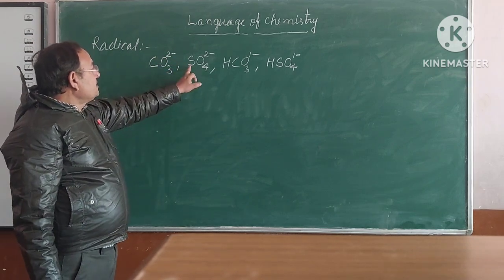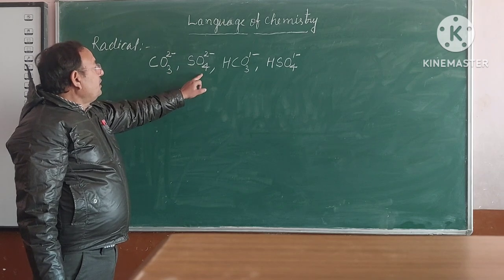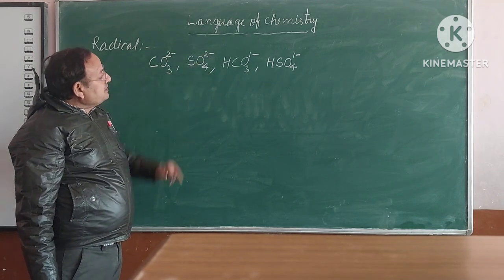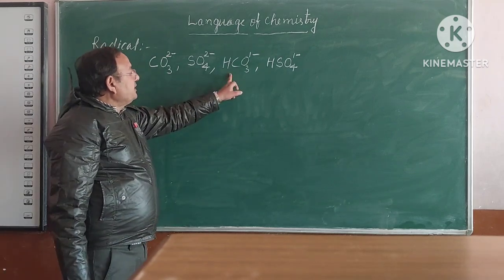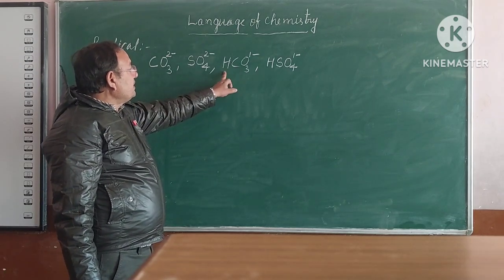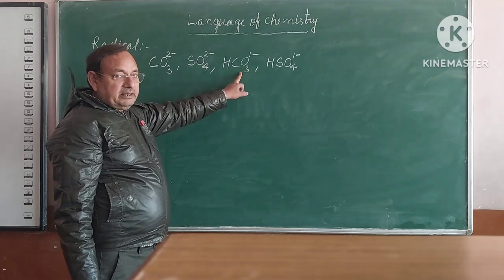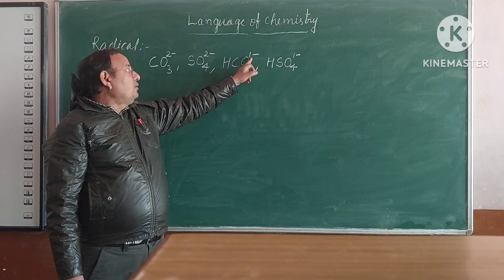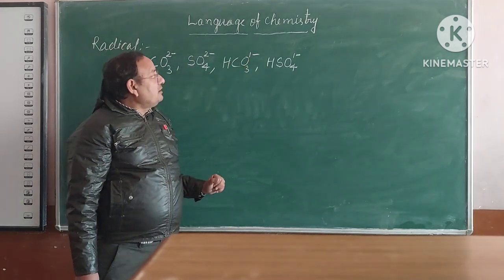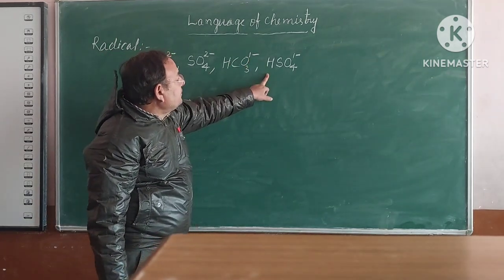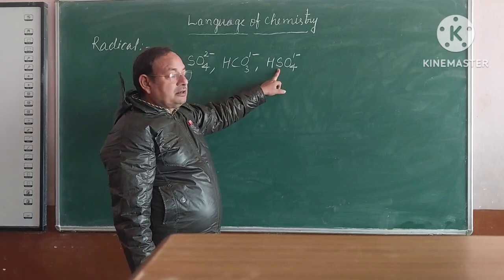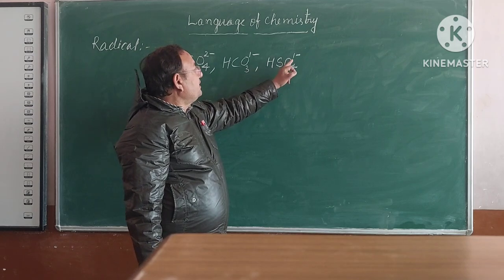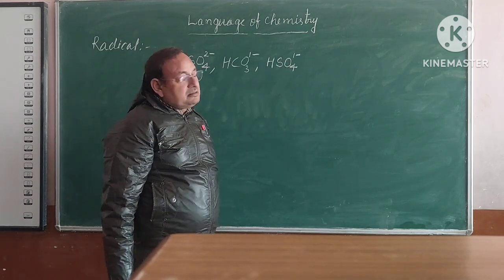The sulfate radical is made up of sulfur and 4 oxygen atoms and has -2 units of charge. The bicarbonate radical is made up of hydrogen, carbon and 3 atoms of oxygen and has 1 unit of minus charge. The bisulfate radical is made up of hydrogen, sulfur and 4 atoms of oxygen and has 1 unit of minus charge.